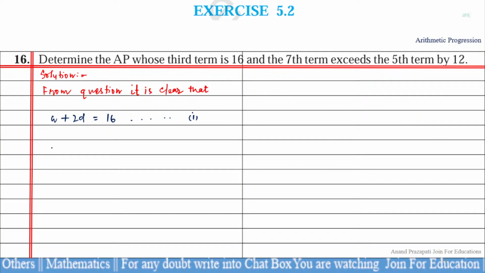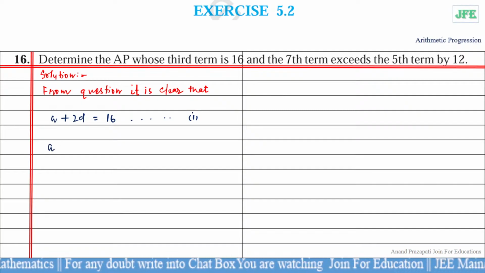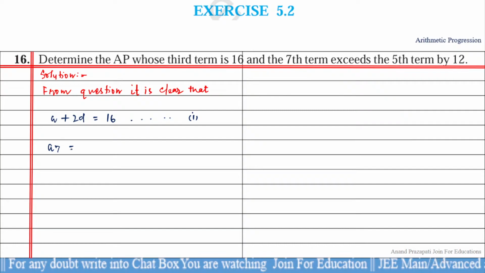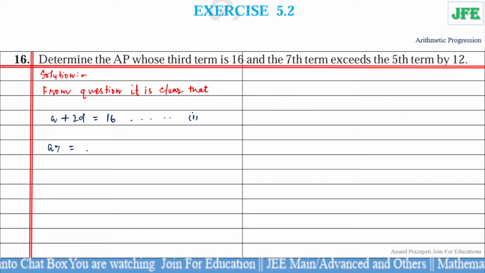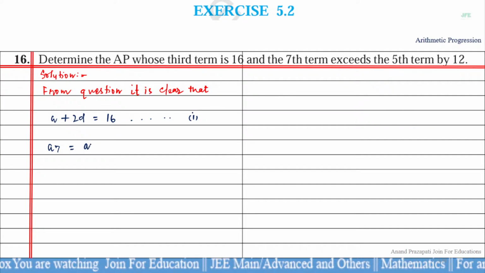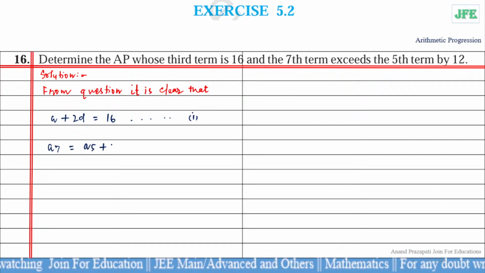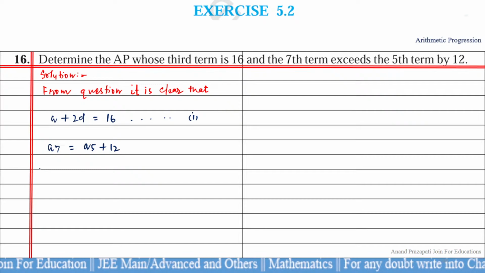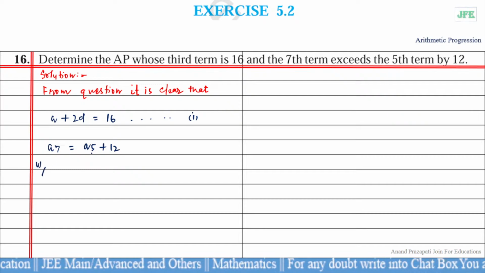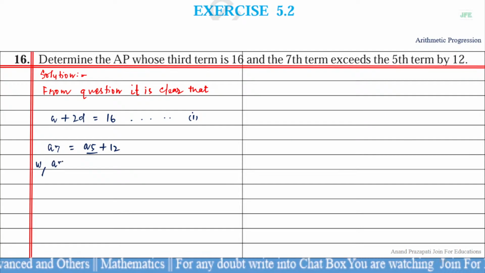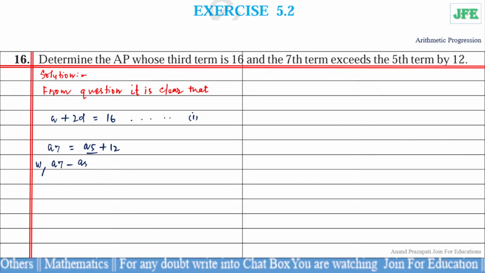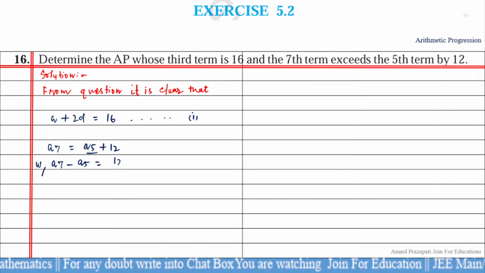So the seventh term, a7, exceeds the fifth term by 12. So here it will be a5 plus 12. Is there any problem understanding up to this step? When a5 moves to the left hand side, we get this step: a7 minus a5 equals 12.